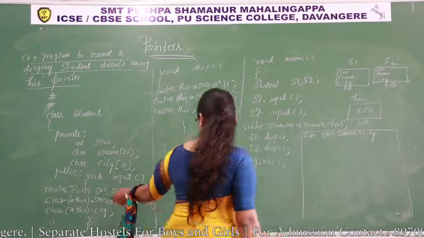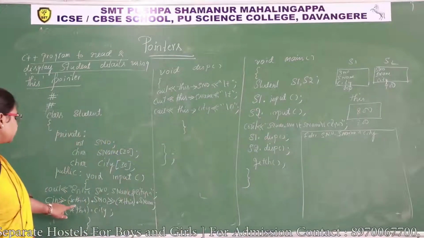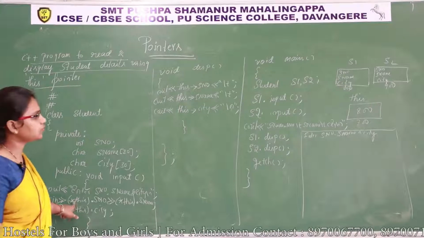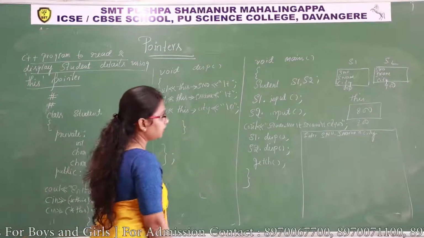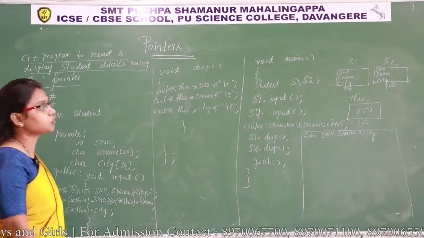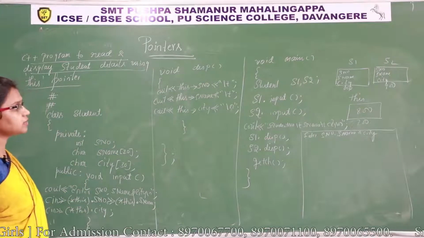Okay, now the extraction is there, no? Star this. What is there in the this pointer? 800 is there. 800 is whose address? S1's address. Star this means S1.